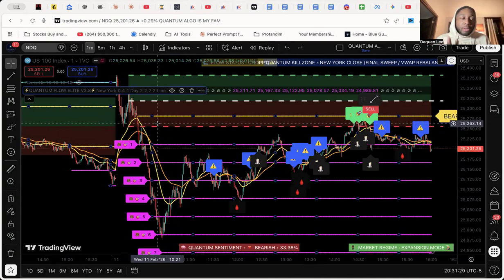Now, I'm going to go over a little bit more things in the indicator so that you can be more caught up to speed and see what's going on here, right? So you see this yellow line right there?